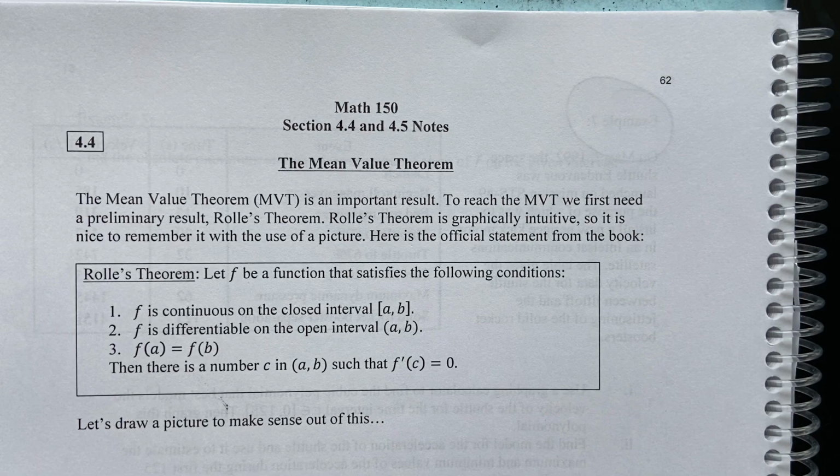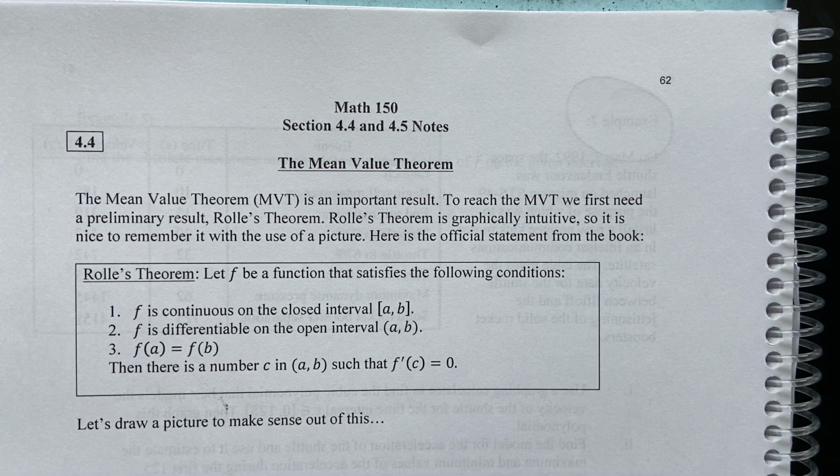Let f be a function that satisfies these conditions. So f has to be continuous on some closed interval. Number 2 says that f needs to be differentiable on the open interval. I'll talk about what differentiable means once we're working on an actual problem. We also need that f of a equals f of b. In other words, that the function is at the same height or output for two distinct inputs.